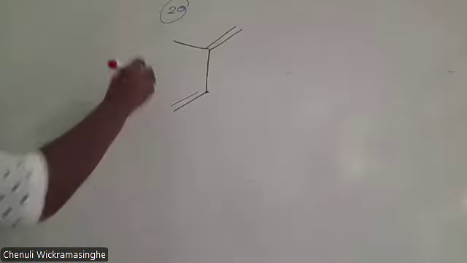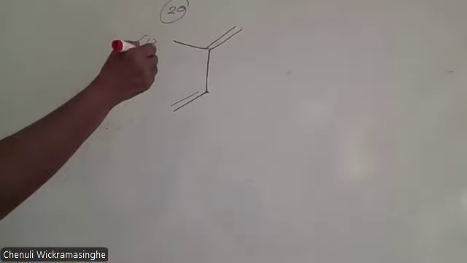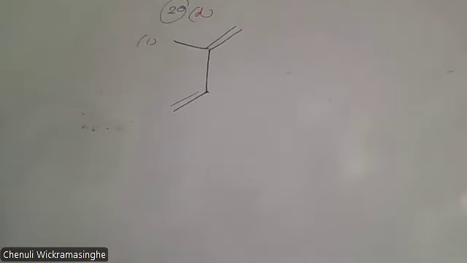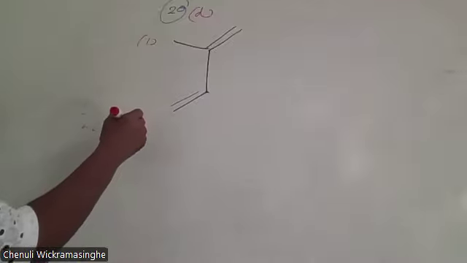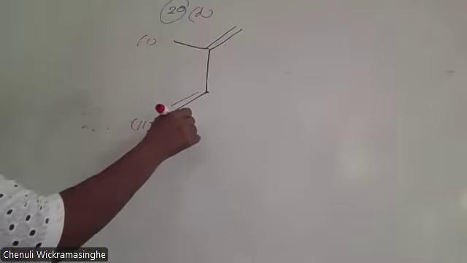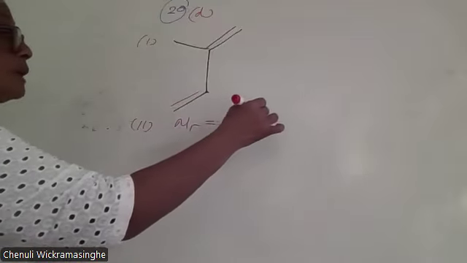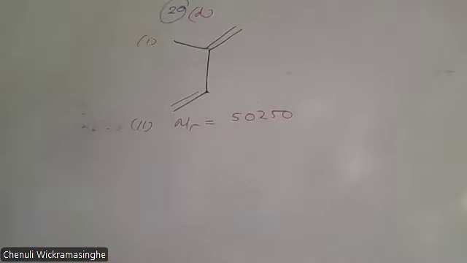And the second part of this question 20 D. A sample of polyisoprene has a relative molecular mass. So that Mr value is given to you, 50,250. Calculate the number of repeat units.